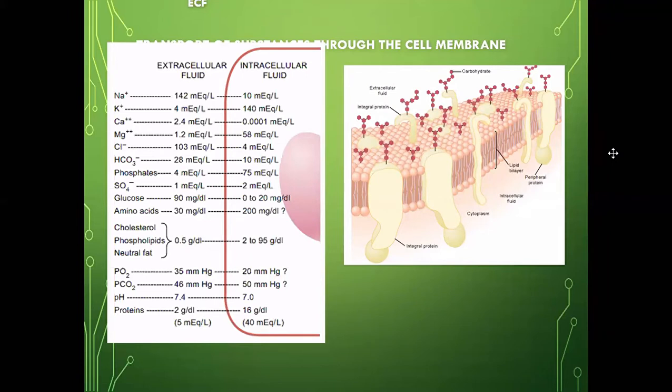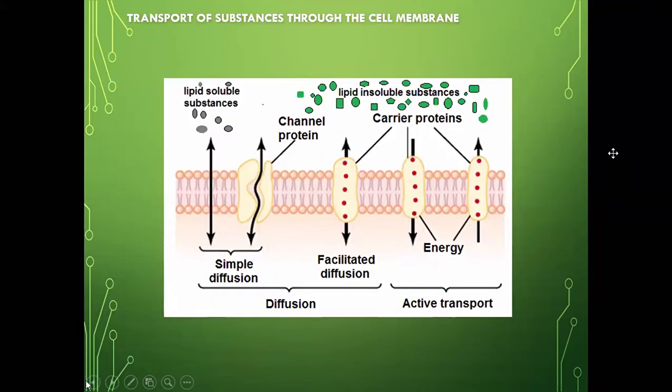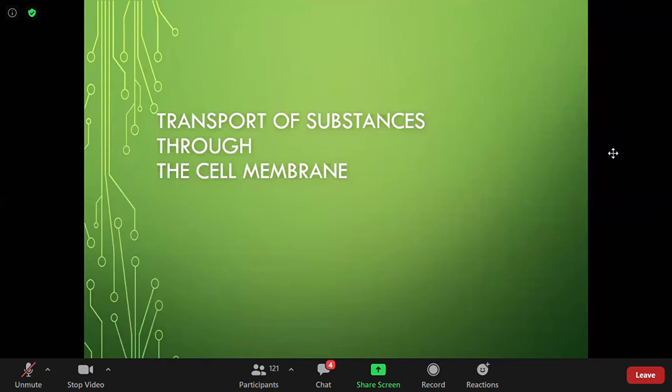Okay, cholesterol, phospholipids, neutral fat. Because you also need this, just like amino acids. You need this for energy production and also glucose. From 90, it will become 20 because most of that is utilized for energy production.